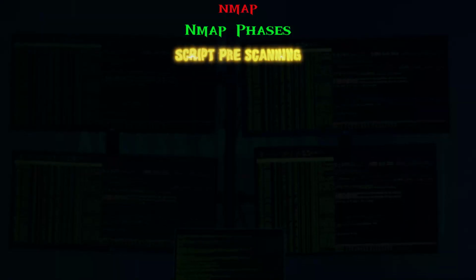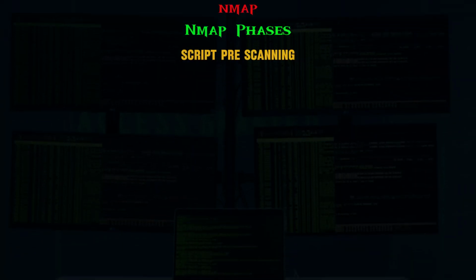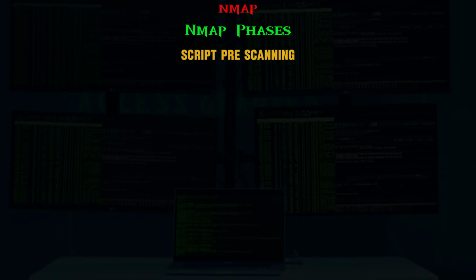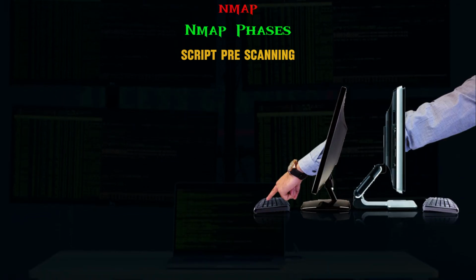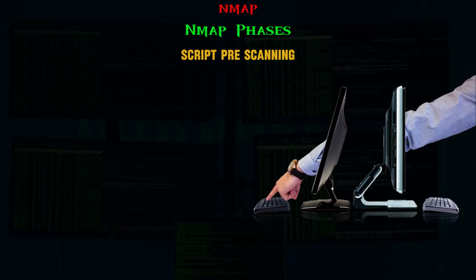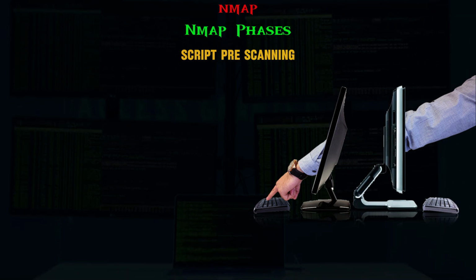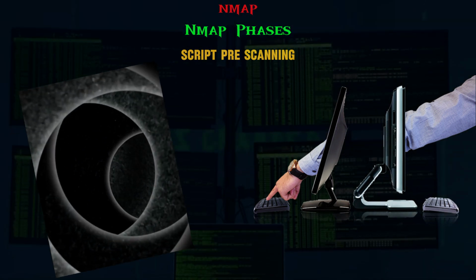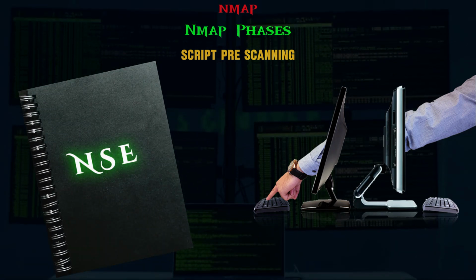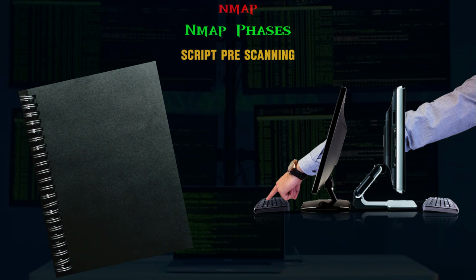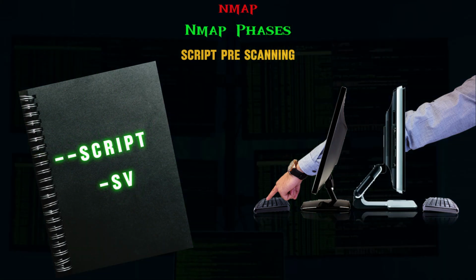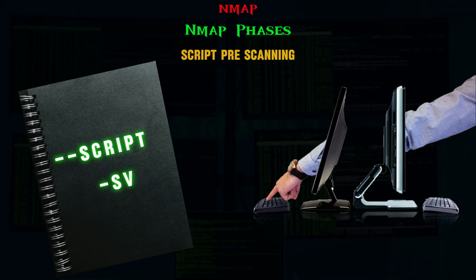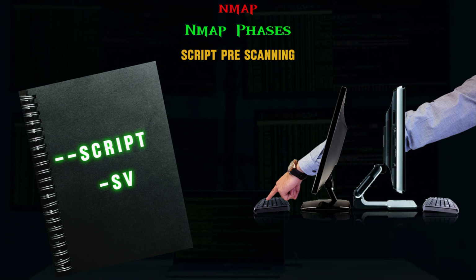The first phase is script pre-scanning, a phase in network scanning that uses scripts to gather more information about remote systems. This phase is not executed by default, but if you are looking to gain specific information about remote systems, you can use the Nmap scripting engine to accomplish this goal. Usually, you would use --script or -sV to indicate that you want to do this when writing your command.